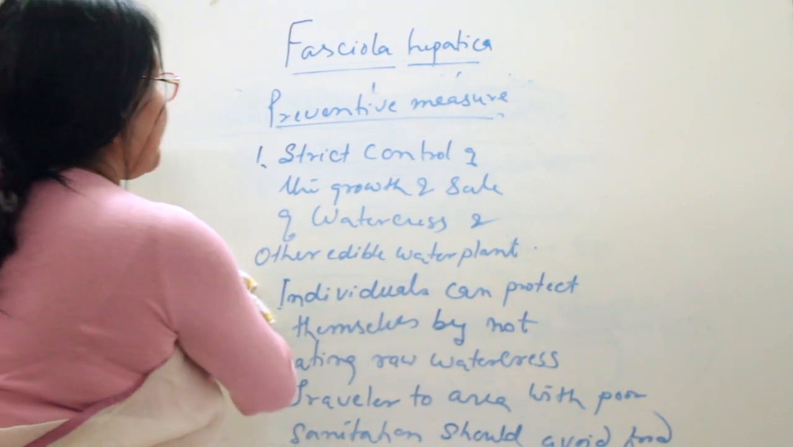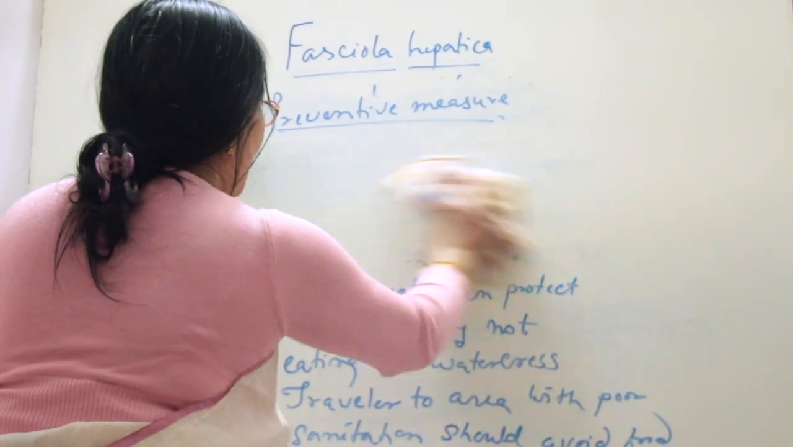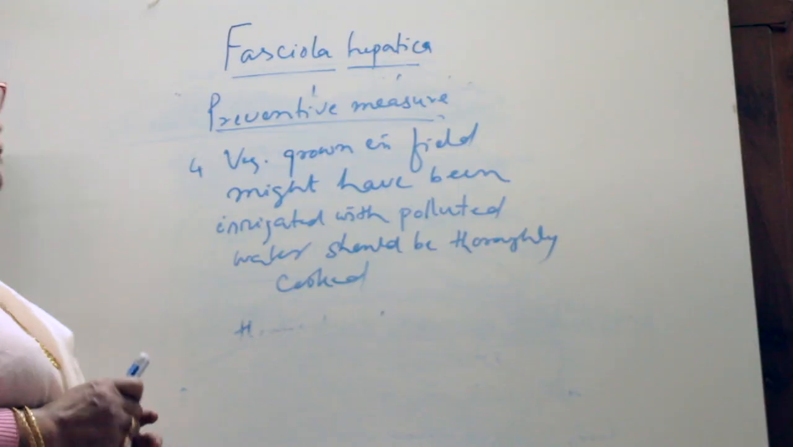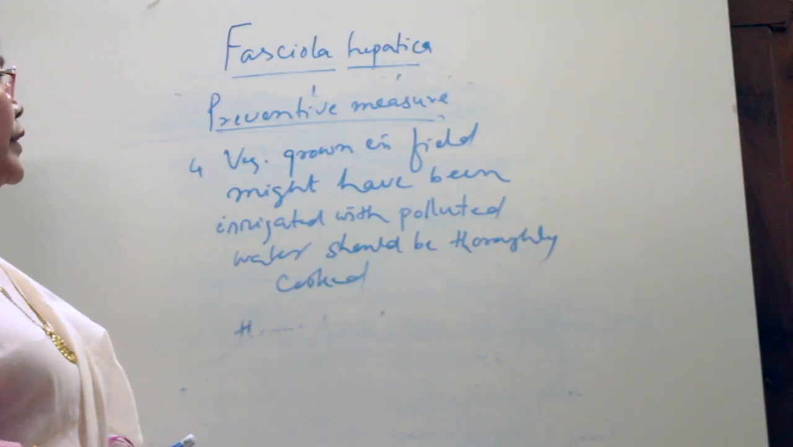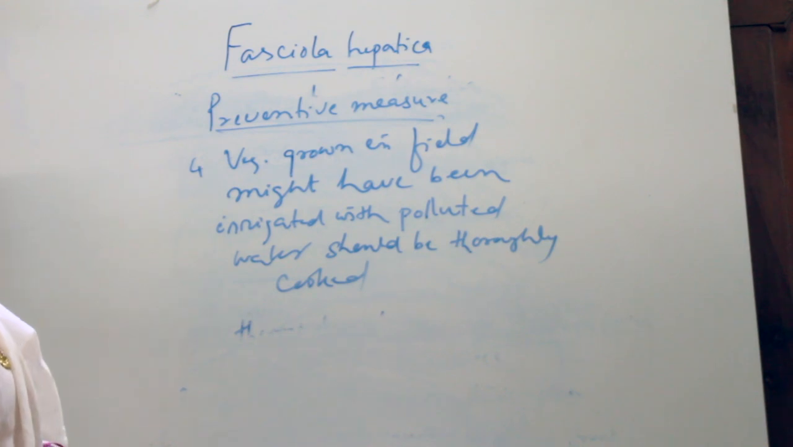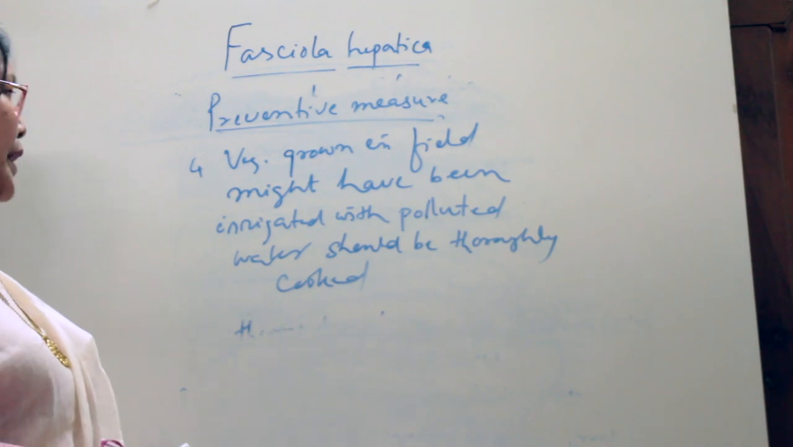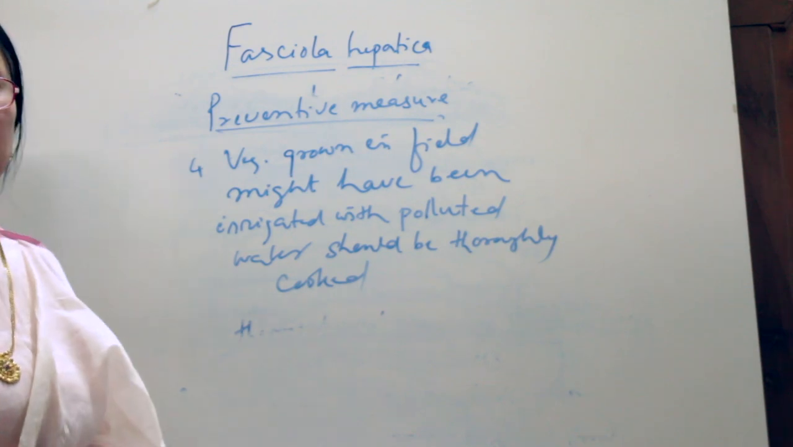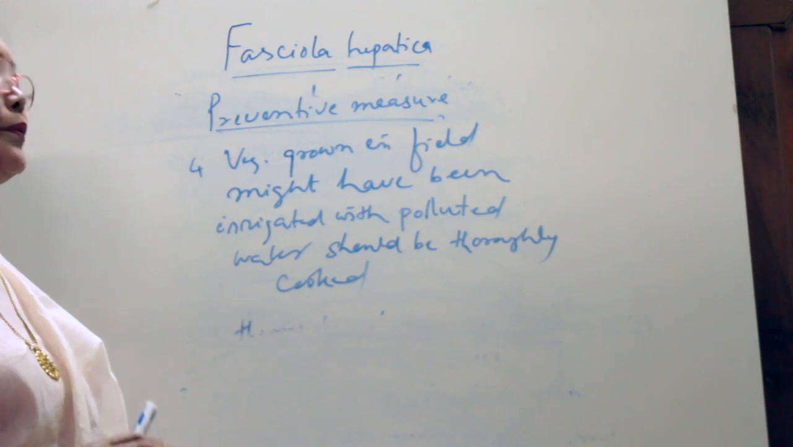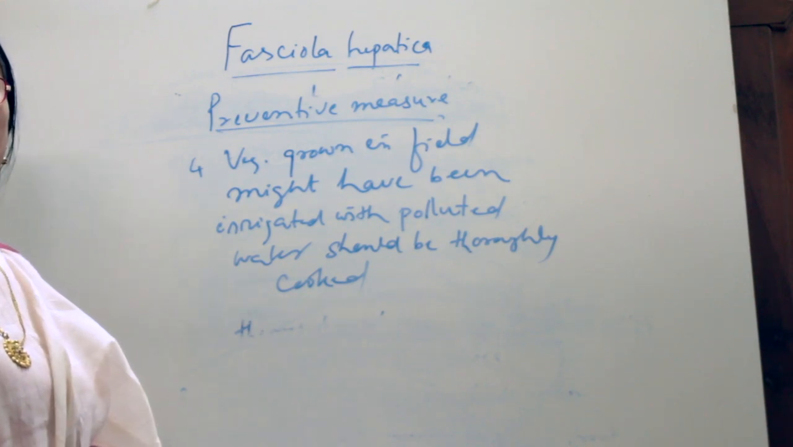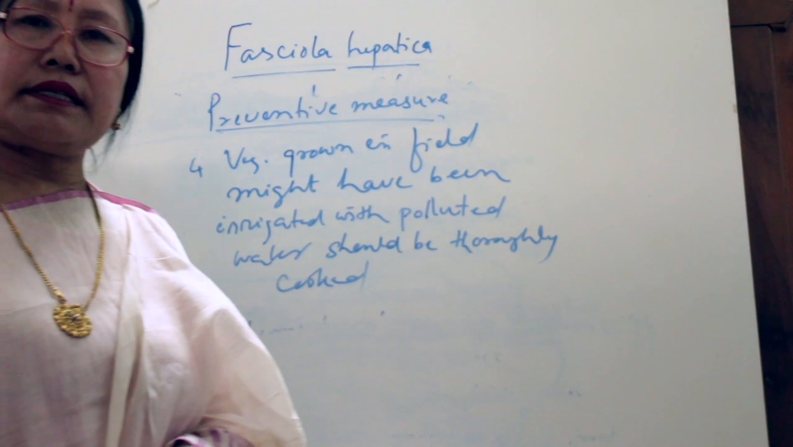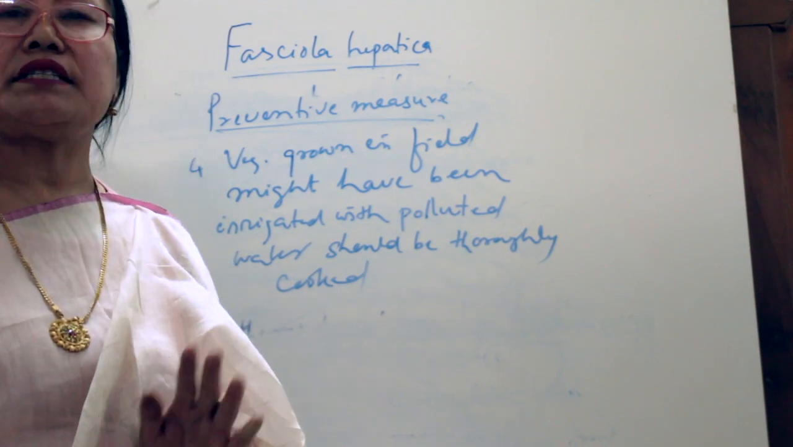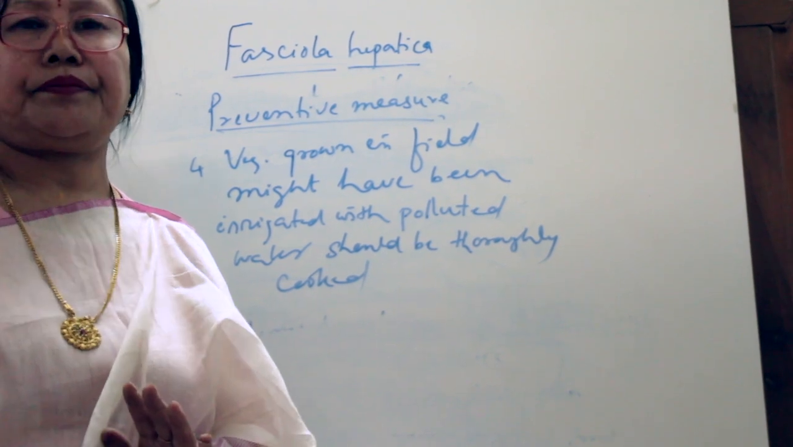And the last point, number four: vegetables grown in fields might have been irrigated with polluted water, so they should be thoroughly cooked. These four points are the preventive measures. This is all about the structure, life cycle, treatment and preventive measures for this helminth parasite. Okay, that's all.